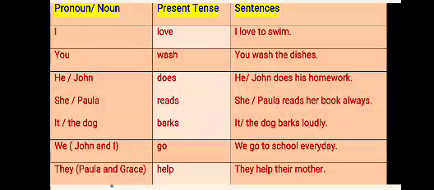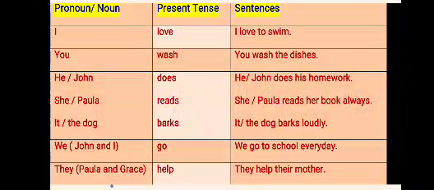When you use the pronoun she or Paula, the present tense will be reads. She reads a book always, or Paula reads a book always. When you use the pronoun it in place of the noun the dog, the present tense will be barks. It barks loudly, or the dog barks loudly.